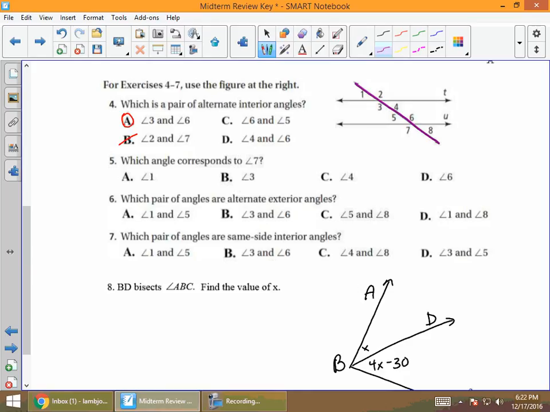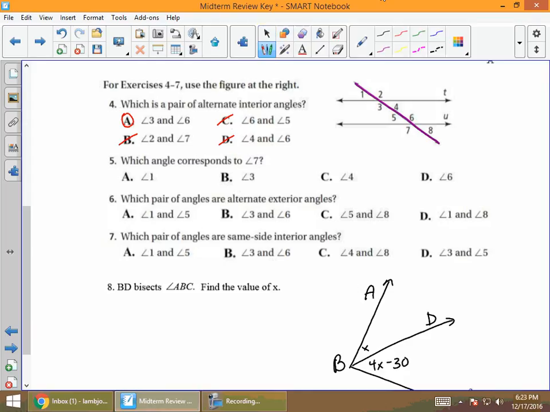6 and 5 are a linear pair. 4 and 6 are same side interior. Now, there is a chance on the test that it's going to ask you to select all that apply, where you will have more than one answer. So if they had 4 and 5 as a possible answer, you would have picked A and maybe D or E, wherever 4 and 5 were. 3 and 6, 4 and 5 are your 2 pairs of alternate interior angles.